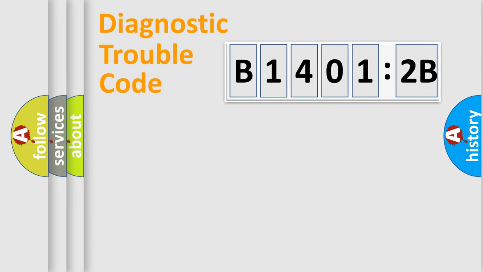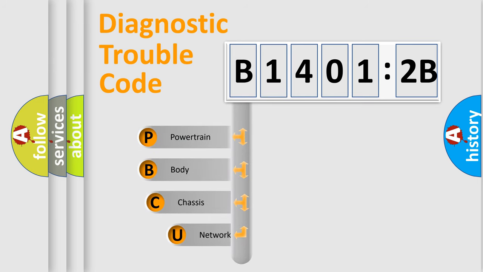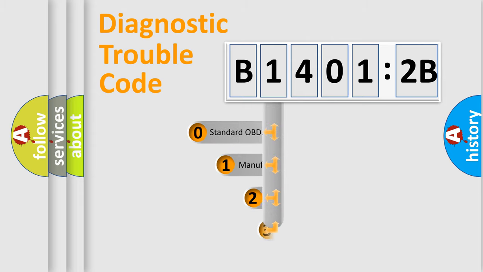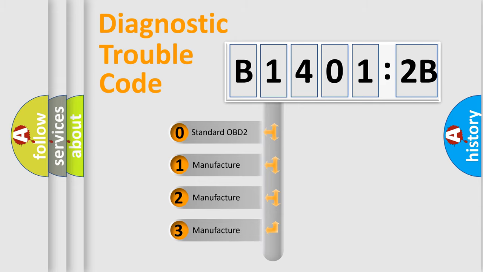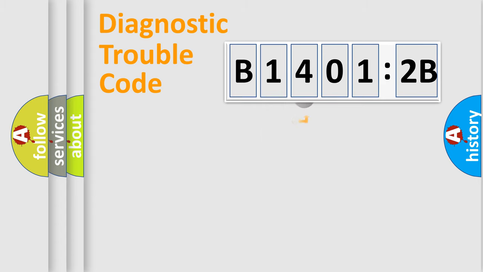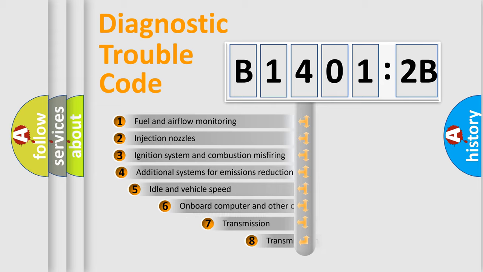Let's do this. First, let's look at the history of diagnostic fault code composition according to the OBD2 protocol, which is unified for all automakers since 2000. We divide the electric system of the automobile into the four basic units: powertrain, body, chassis, network. This distribution is defined in the first character of the code. If the second character is expressed as zero, it is a standardized error. In the case of numbers 1, 2, 3, it is a more specific expression of the car-specific error.